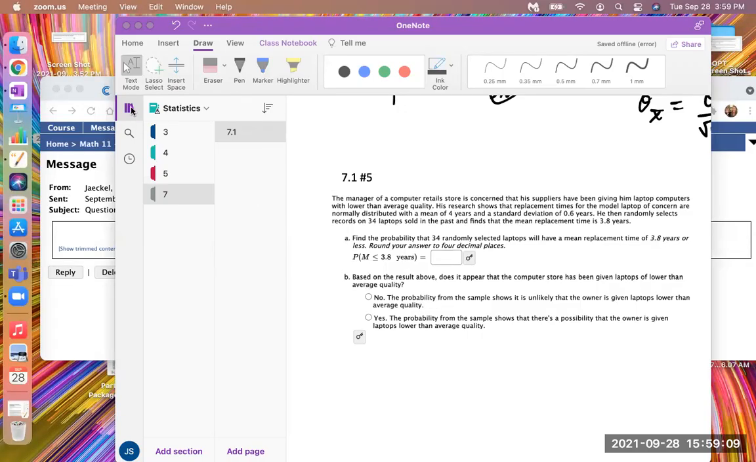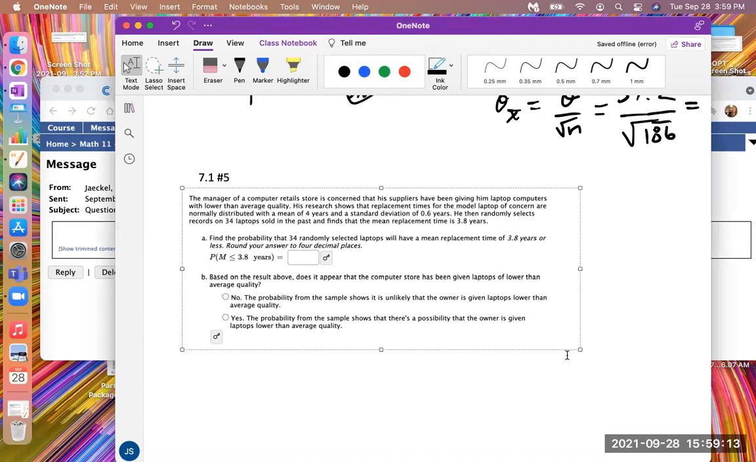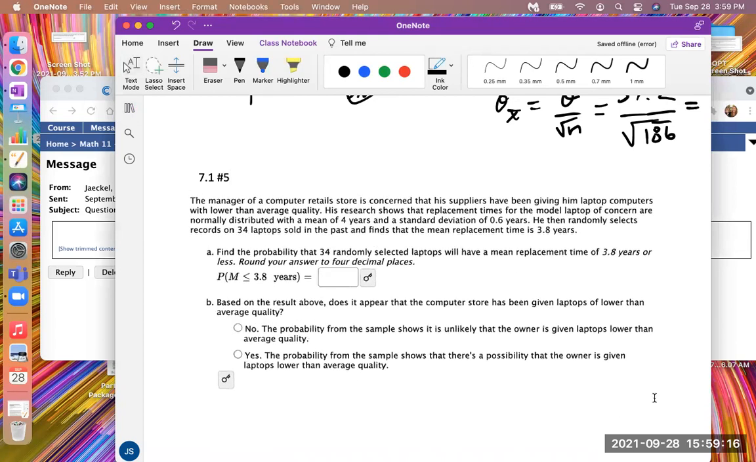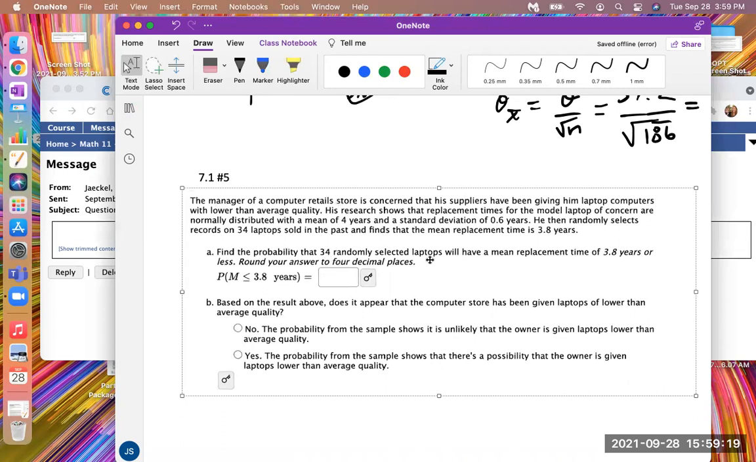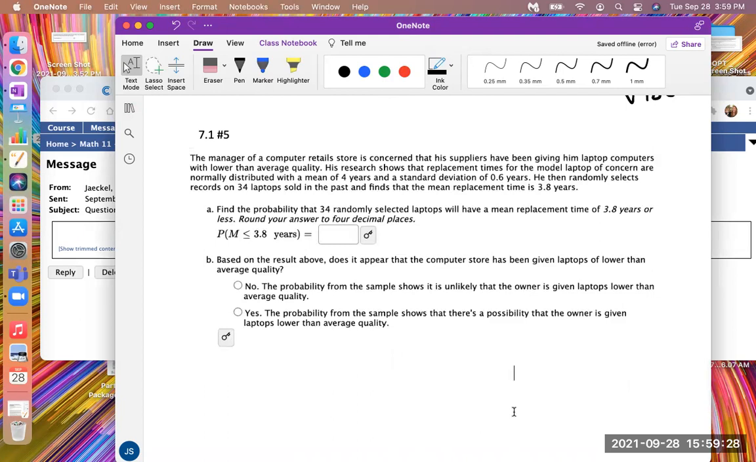Class, this is number 5 in 7.1. It says, the manager of a computer retail store is concerned that his suppliers have been giving him laptops with a lower average quality.